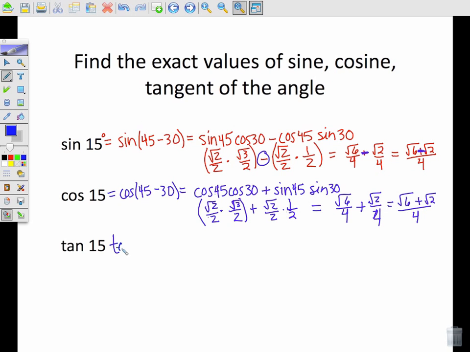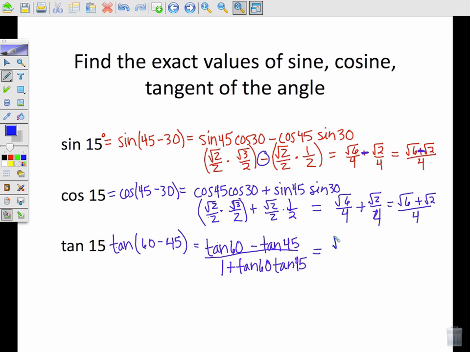All right, tangent. Tangent of the angle. You don't want to use tangent 30 unless you absolutely have to because of the root 3 over 3. So I'm actually going to use 60 and 45 on this one. My formula would be tangent of 60 minus tangent of 45 over 1 plus the product of tangent 60, tangent 45. Final answer, you get tangent of 60, which is root 3, minus 1, tangent 45, over 1 plus root 3.